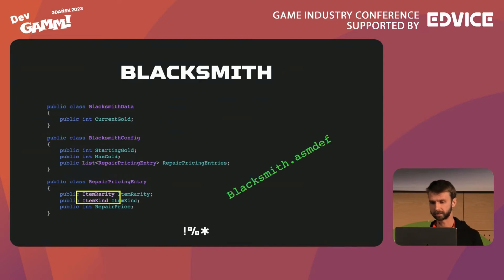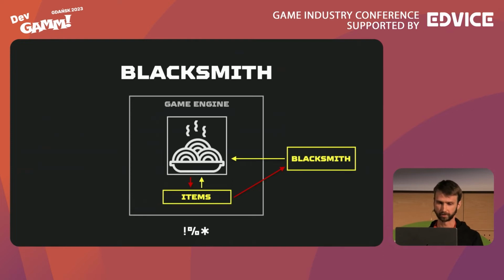But I said that we would like to keep it in a separate module. So if we create something like a blacksmith assembly, we will have our first conflict, because item rarity and item kind are 2 enums that belong to the game engine part, the spaghetti part. So we can represent it like in this graph. Basically, we would like to get rid of this red dependency from items to blacksmith.